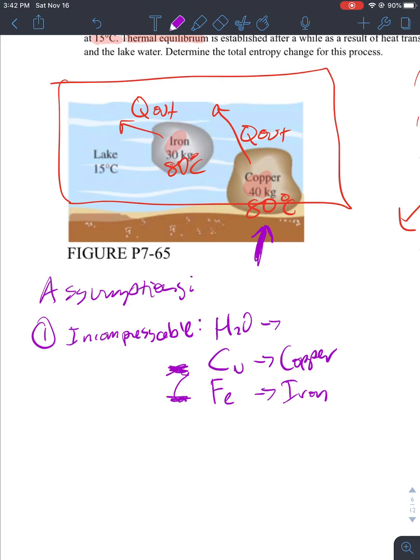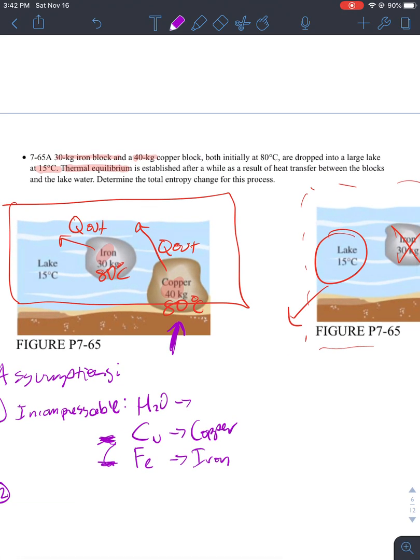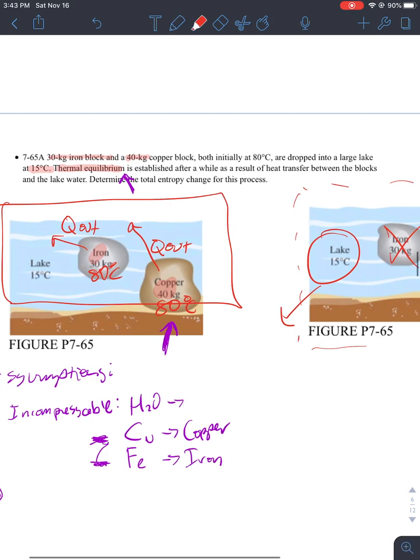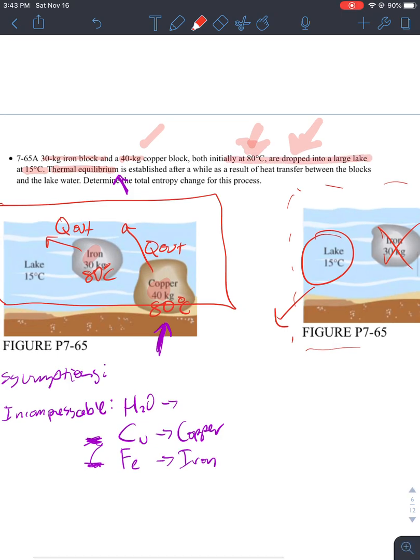Assumption number 2, the states are both at equilibrium before and after. So what does it say? Here, top left, thermal equilibrium is reached. And here, these blocks that are at 80 C are dropped into the lake.